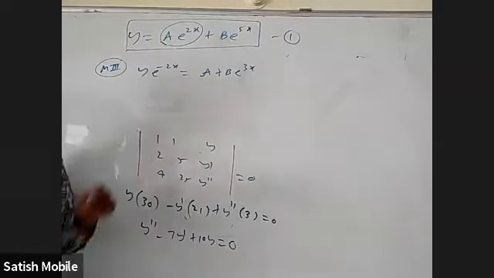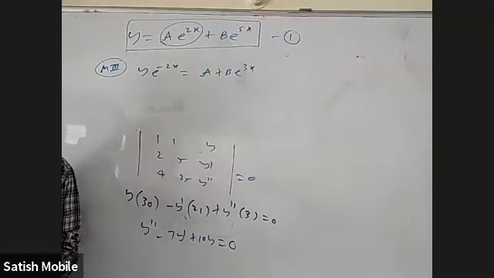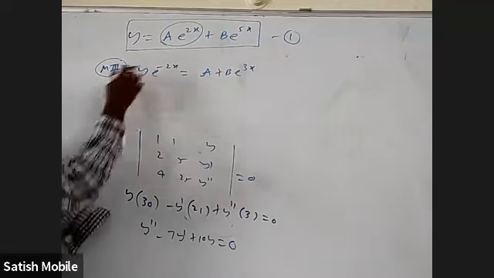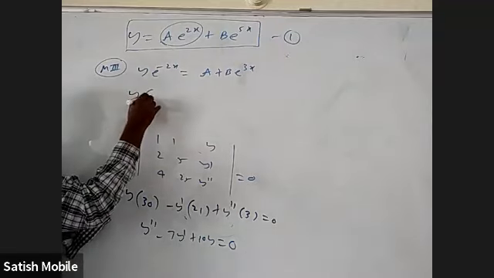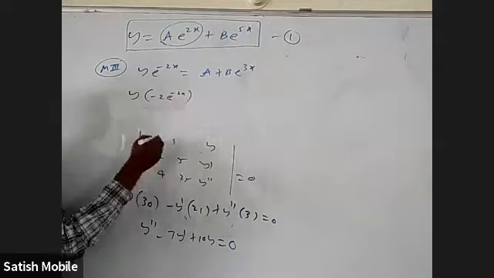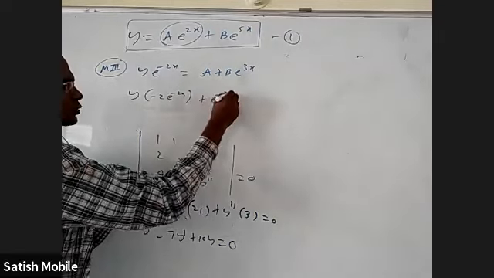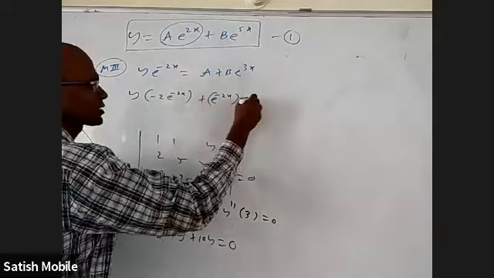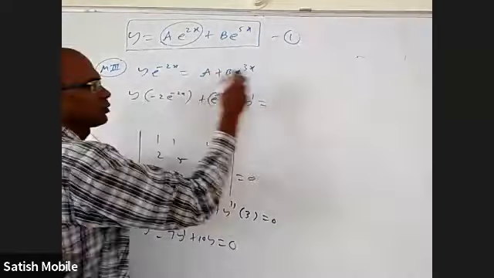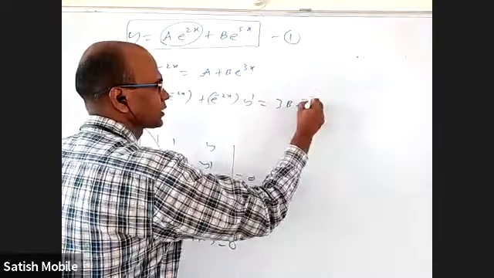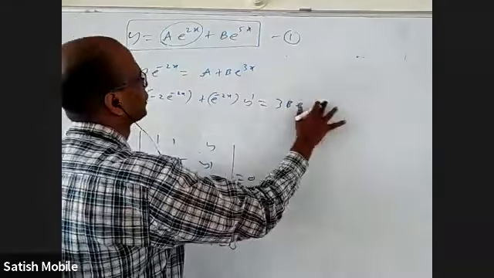Now when I differentiate, A will become 0, or not? So when I differentiate, y into the derivative of this is minus 2 e power minus 2x, plus e power minus 2x into derivative of y, which is y dash. A's derivative is 0, and this is 3B e power 3x. Sorry, e power 3x.